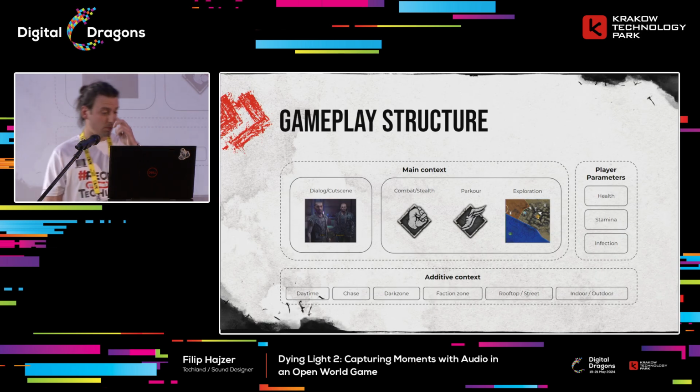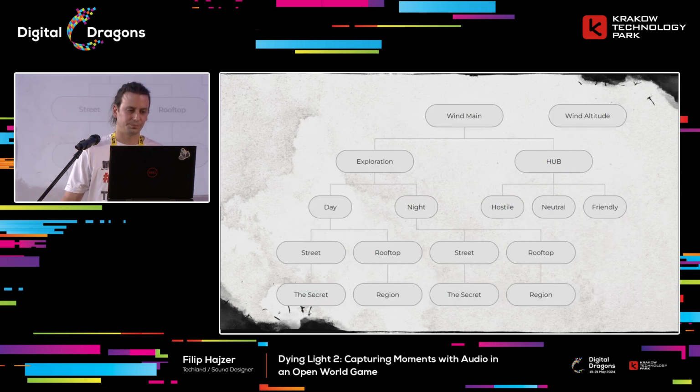So let's go back to the big overview. Those were examples of the systems for the main context, but what about all of that additive context that we have at the bottom? We still needed to cover this somehow. For this purpose, we created special smaller systems. Now I want to show you two examples of those. First one is wind. It is a layer of exterior ambience.